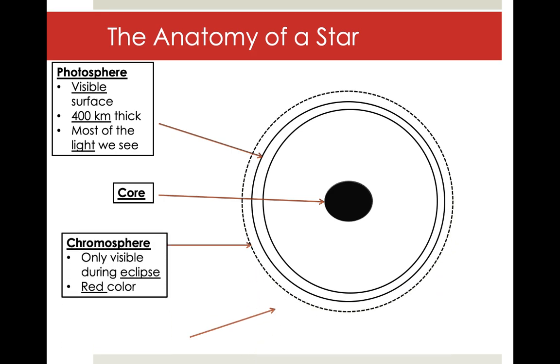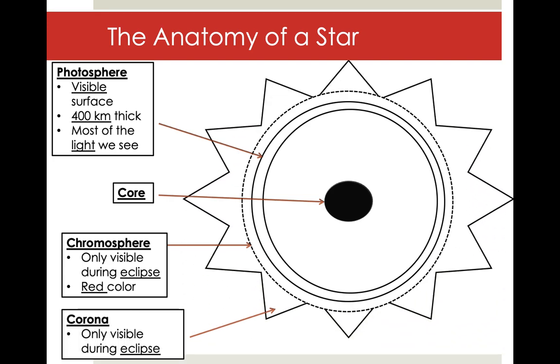Next, on the outside is the chromosphere. You can't see this with the naked eye. Don't try to look at it either. That'll burn your retinas or something. But this is only visible during a solar eclipse. We have to block out the rest of the sun in order to see the chromosphere.